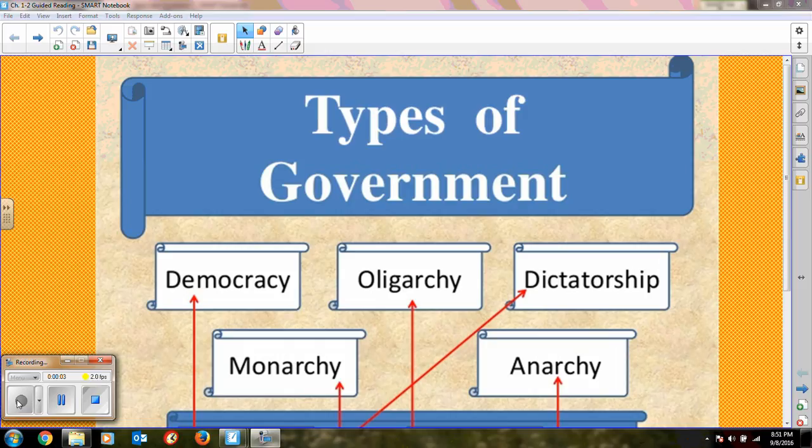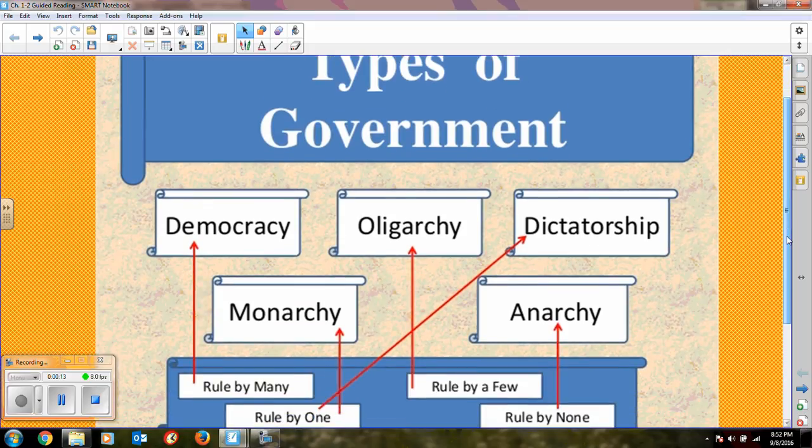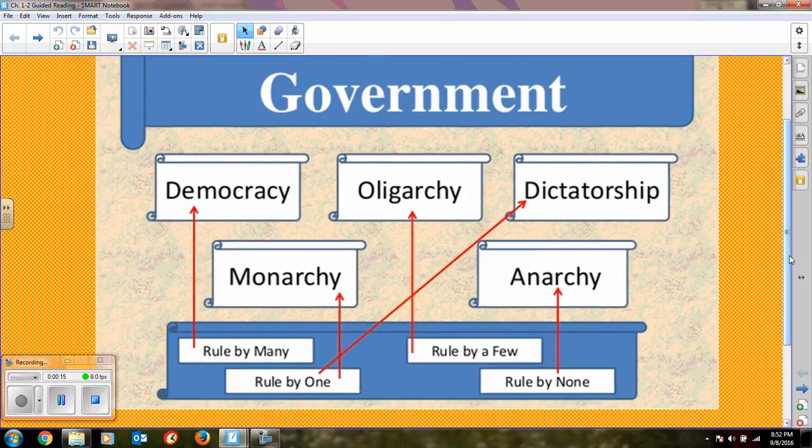Hi. Section 2 of Chapter 1 tends to be a difficult part because we're going to learn about a lot of different types of governments. Everything from democracy, which is ruled by many, to a dictatorship, which is ruled by one, which is also a monarchy. When there's none, that's anarchy. And when it's ruled by few, it's oligarchy. We've got a lot of archies and all kinds of things, so we're going to try to take this as slowly as possible.